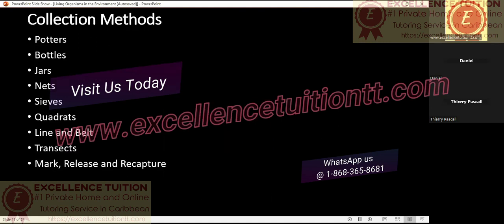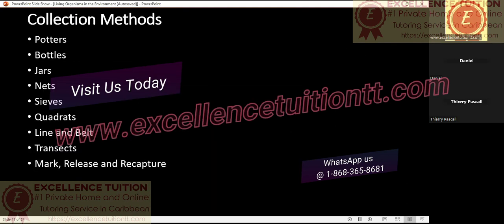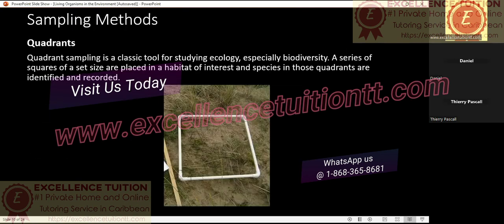Right. So these are some other collection methods. We didn't go too much into them because at the end of the day, the quadrant is the most significant one that you would be coming into contact with.